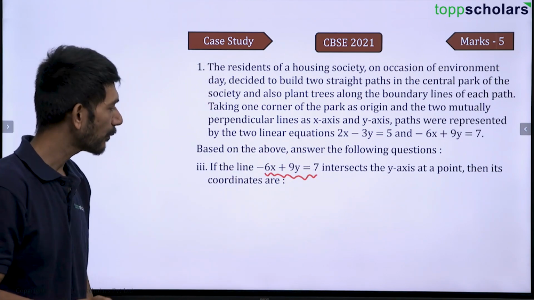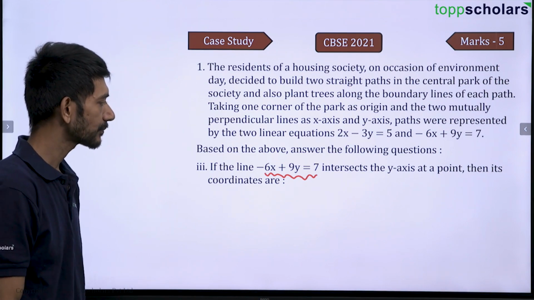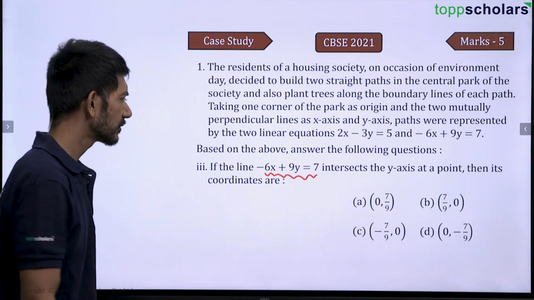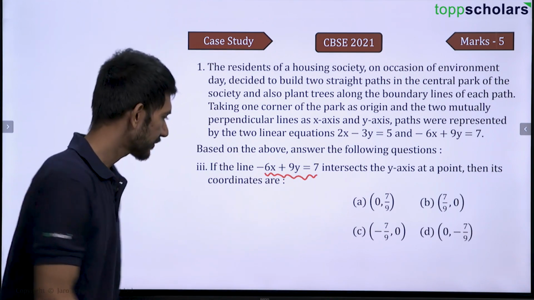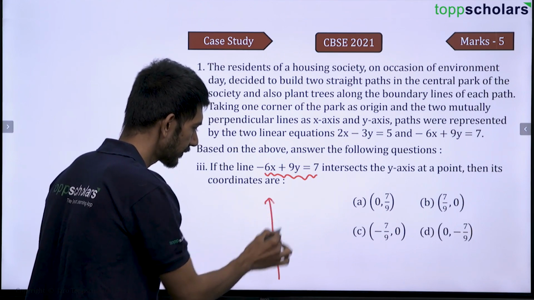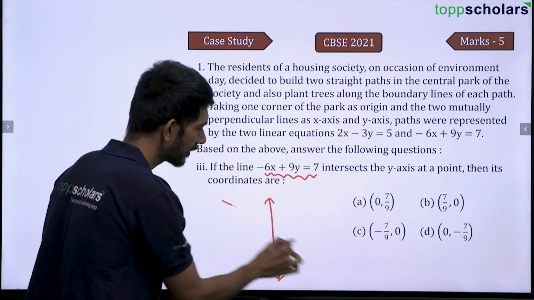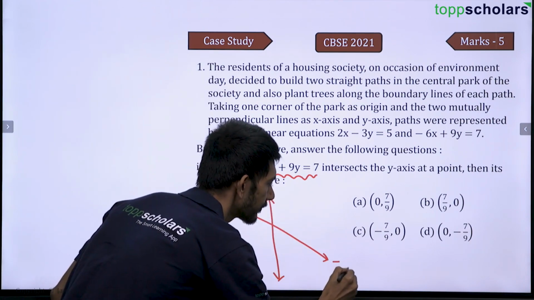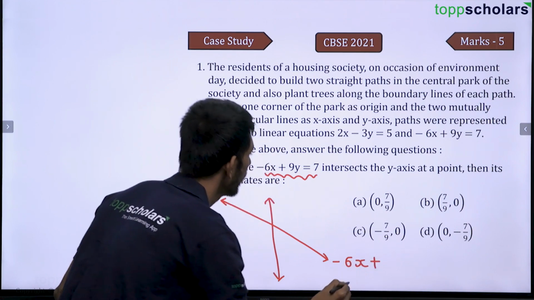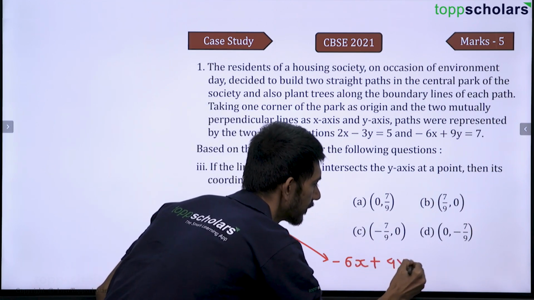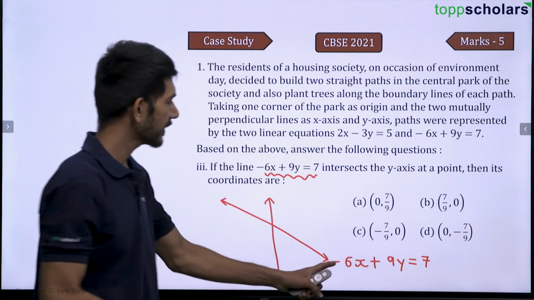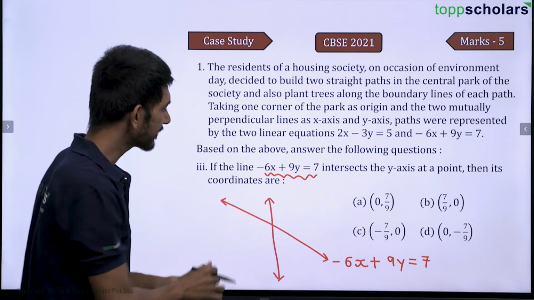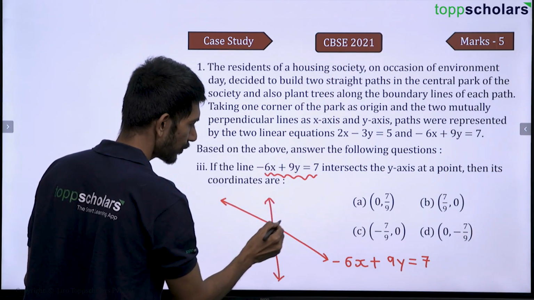Now the question says, if the line minus 6x plus 9y is equal to 7 intersects the y-axis at a point, then its coordinates are. Okay, again we have options. Forget about the options. This line intersects the y-axis. See, y-axis is like this, right? And there is a line, this line, minus 6x plus 9y is equal to 7, right? Now this line intersects the y-axis. So it intersects the y-axis over here.